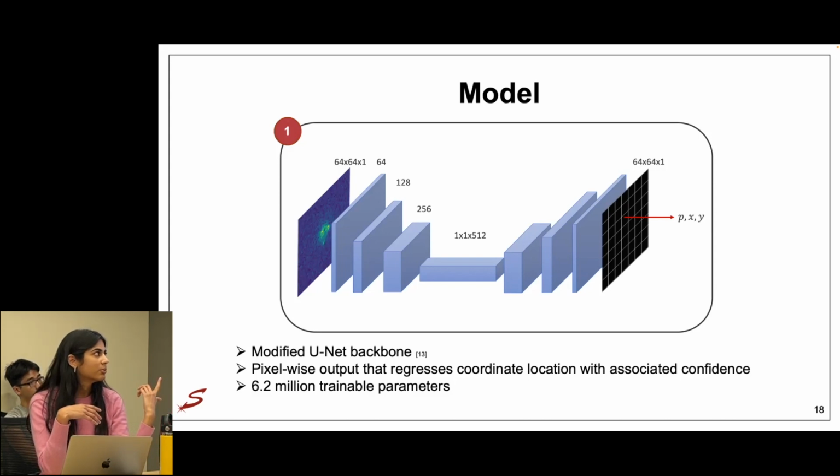And the other modification we made is to the detection head. So typically the output of this network is just the pixel-wise probability of whether or not each pixel contains the object that you're interested in. We've altered the detection head to actually regress the probability as well as an XY location for each pixel.